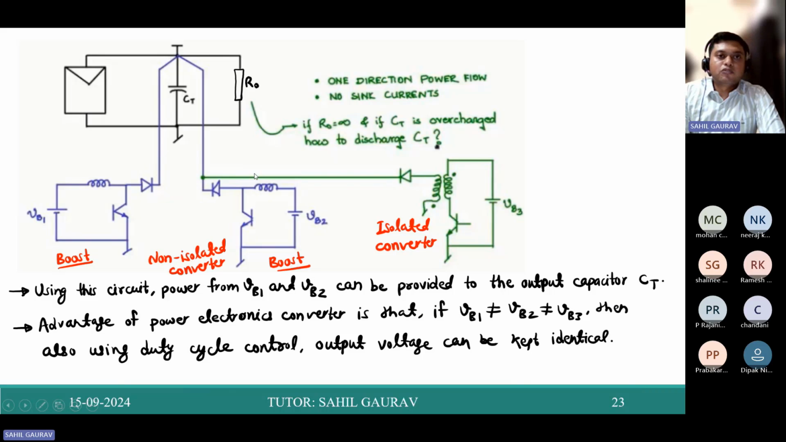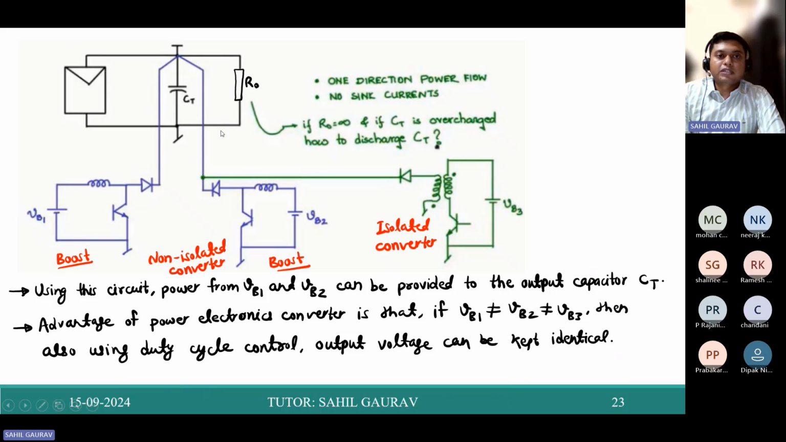Now here, what is the problem? Due to this unidirectional power flow, suppose R naught is infinite, taking very little current. In that case, our capacitor gets overcharged. It may blow up. It may blow up our electronic circuit, our solar PV, our load. So how do we prevent it?